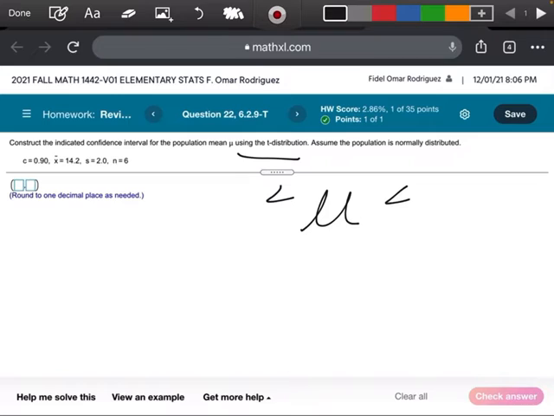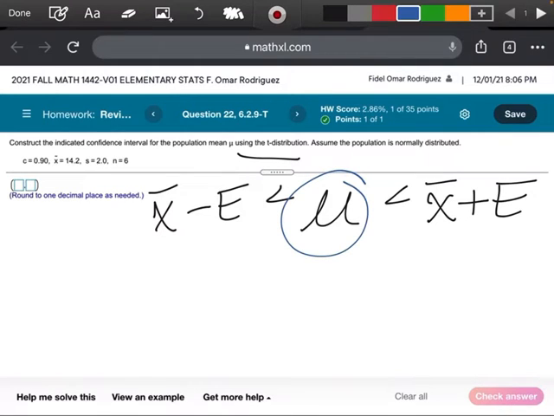Just to give you a rundown of what we're trying to do here, we're trying to find our confidence interval for the population mean mu. The way we're going to do this, we're going to have our x bar and we're going to be subtracting an error, and we're going to have our x bar and we're going to be adding an error. So this is what my confidence interval is going to look like. All we're saying is that our population mean is going to be between these two values.